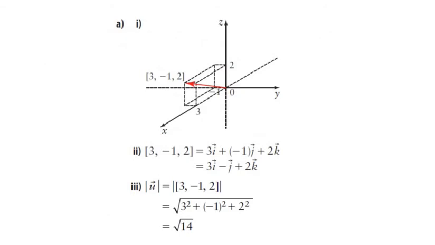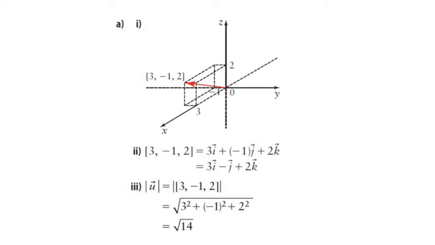So we can show the position here, which is 3, negative 1, and 2. So we have 3i, negative 1j, plus 2k. So it's going to be like that, and the magnitude is going to be square root of 3 squared plus negative 1 squared plus 2 squared. If you add them all, it's going to be square root of 14. So that's going to be the magnitude of the first vector.